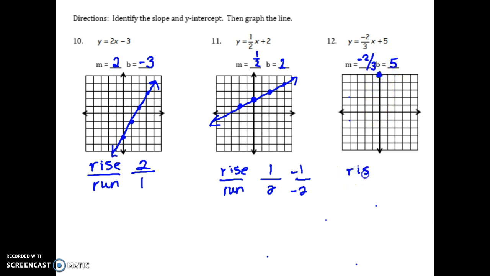My rise over my run would give me -2 divided by 3, or we could write it as 2 over -3. But you don't want to have both the rise and the run negative, or that would be a positive slope. So if we start at 5, in this case we're going to go down 2 and to the right 3. We can't go up 2, so we're going to go down 2 again and over 3. It's going to be right about here, so this is what our line would look like.